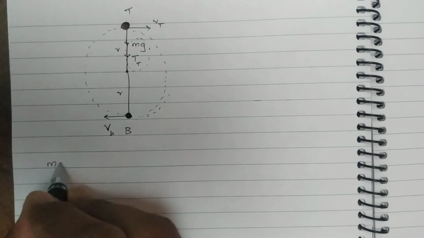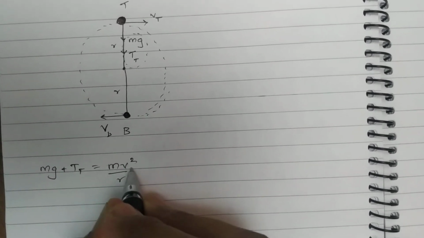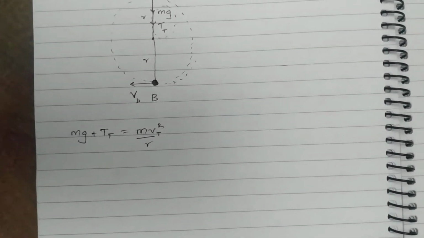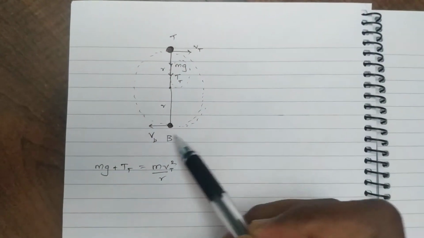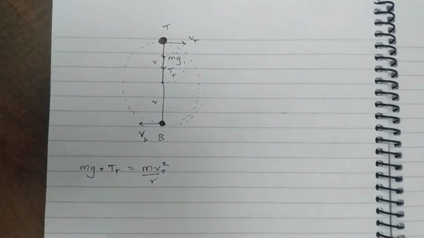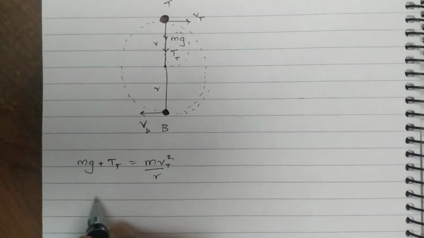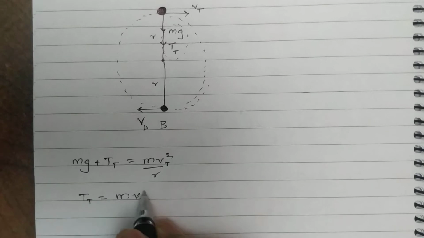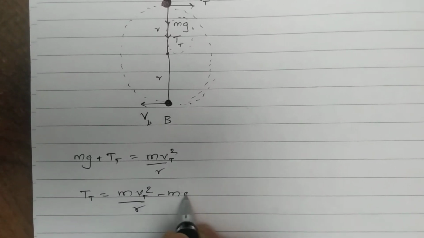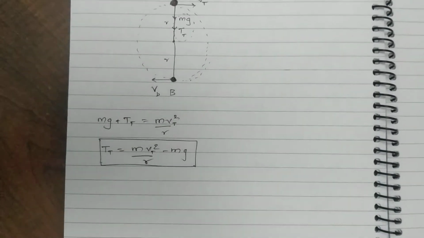In this case it will be mg plus tension at top equal to the centripetal force, that is m vt square upon r. You will have to make sure that you write vt square so that it clearly specifies that the velocity at top and at any other position will not be the same, they will be different. So this is one condition where I can easily figure out that tension at top will be equal to m vt square upon r minus mg. This expression is quite important while solving numericals related to vertical circular motion.